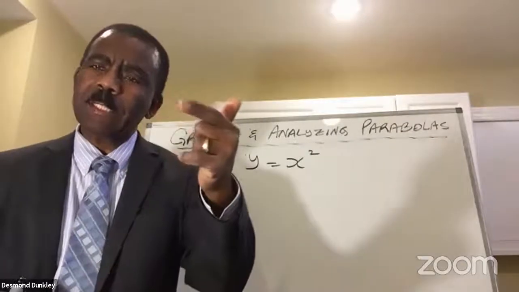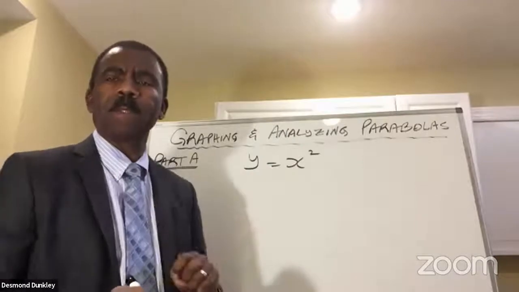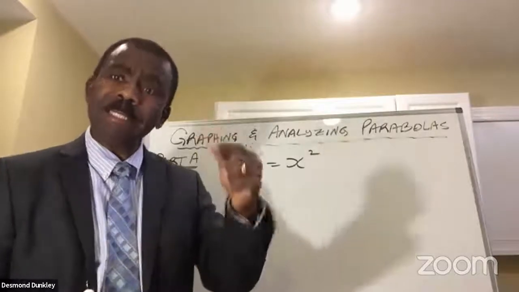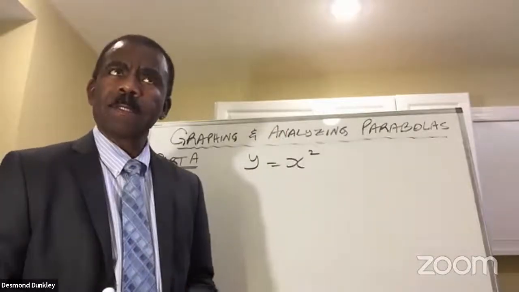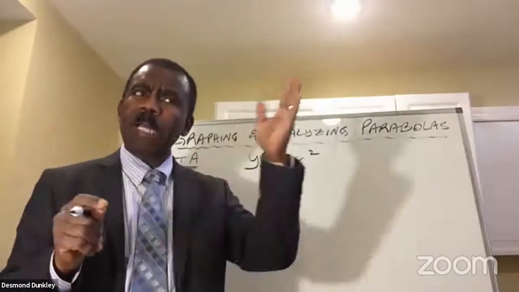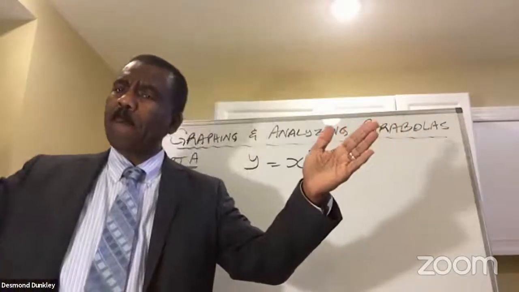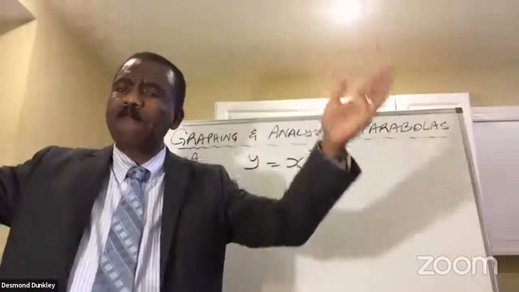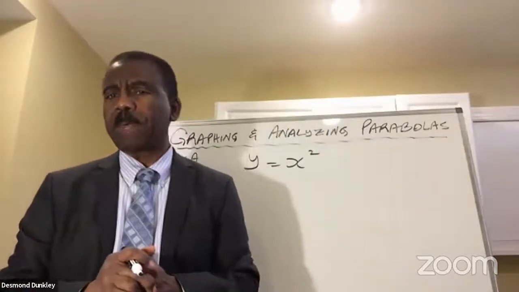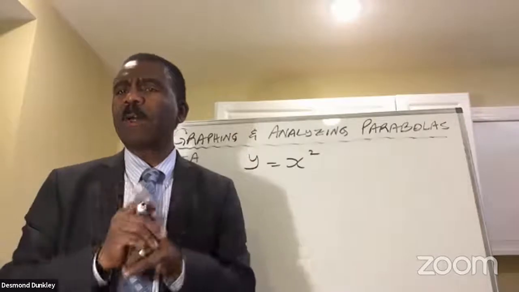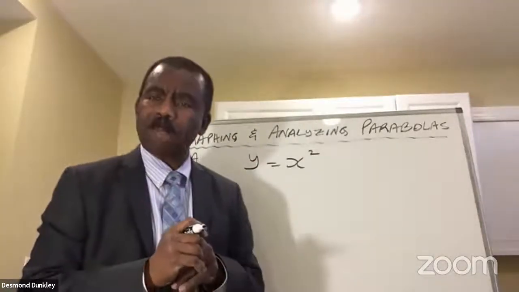So if x was -2, y would be equal to 4. If x was +2, y would be equal to 4 also. So there seems to be, whenever there's a negative value for x, its corresponding positive value has the same value for y. So therefore, it seems that there is some symmetry. That is, there's some duplication of y values. Okay? Well, let's see how we could graph this.